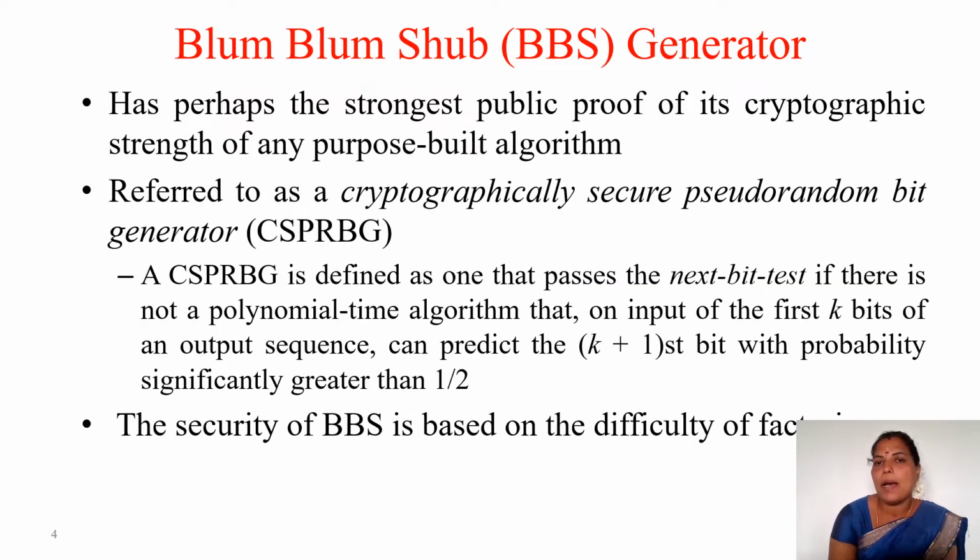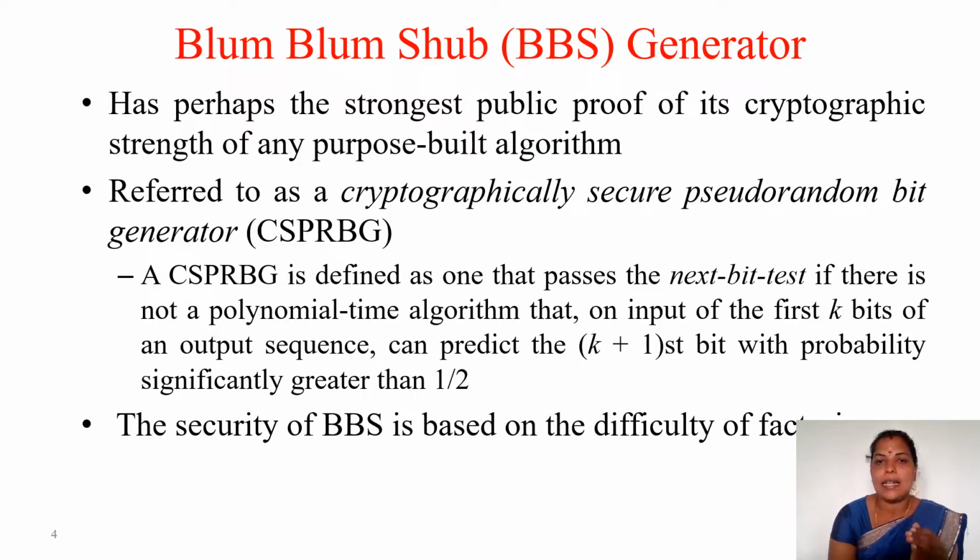Next is the Blum-Blum-Shub (BBS) generator. This is also a pseudo random number generator, and it has perhaps the strongest public proof of its cryptographic strength of any purpose-built algorithm. In the last presentation, we discussed the algorithm design.